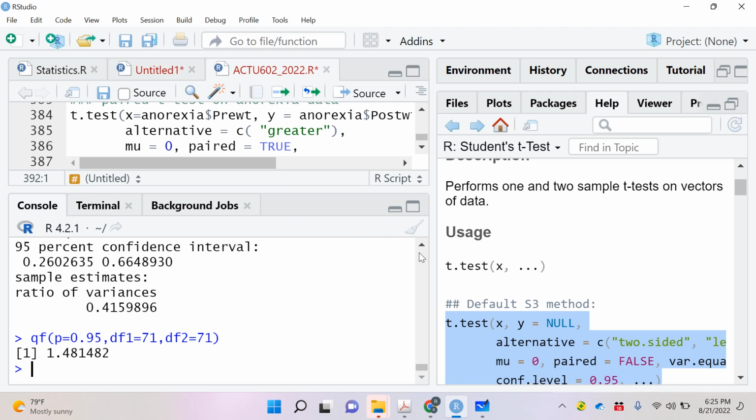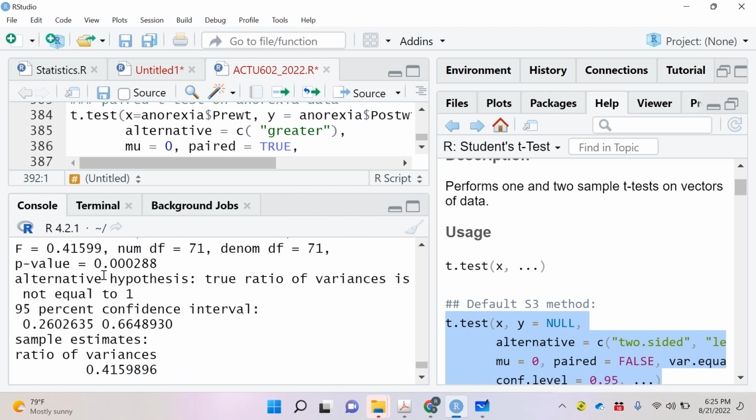Then I come to my results and check. Is this value greater than 1.48? No. What I computed from my sample is less than what I read from the table. So what do I do? I fail to reject the null hypothesis. So whichever one you want to use, you can use to make a conclusion. But it's usually easier to use a p-value.